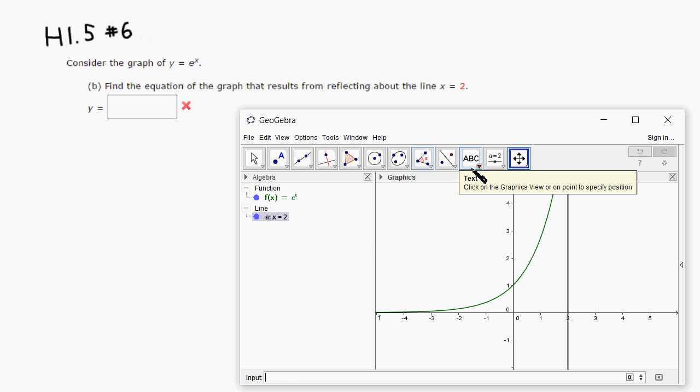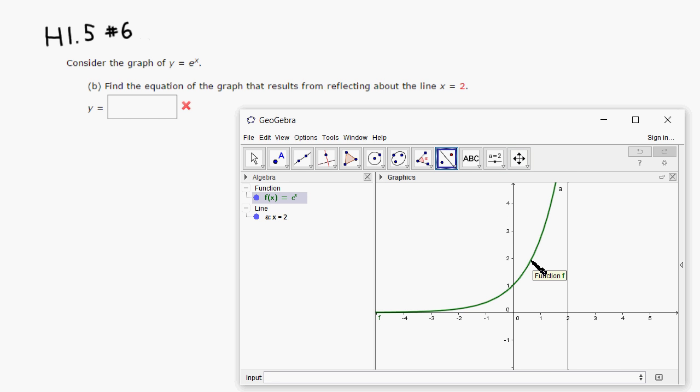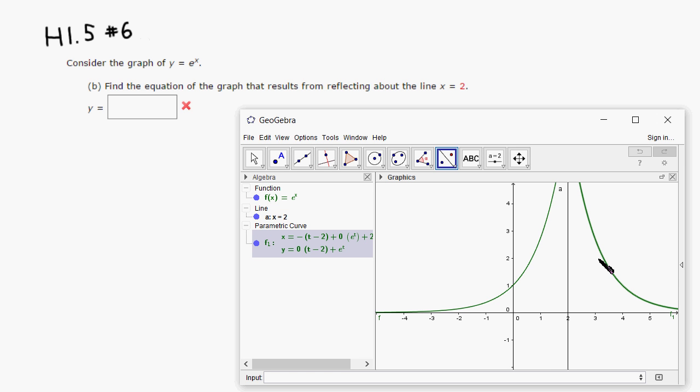So what we want to do is reflect about the line. I'm going to use that tool to reflect this graph about this line. So this is the picture that we want. I'm going to hide the original one, so this is the target picture. So we know that the original one looks like this, right?